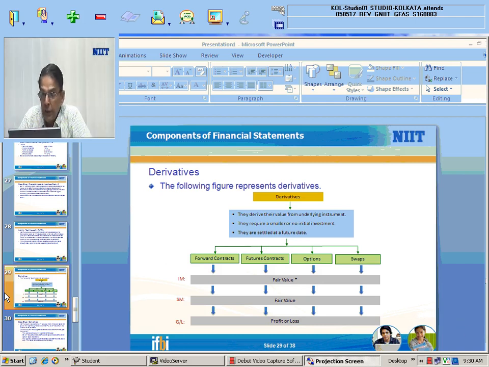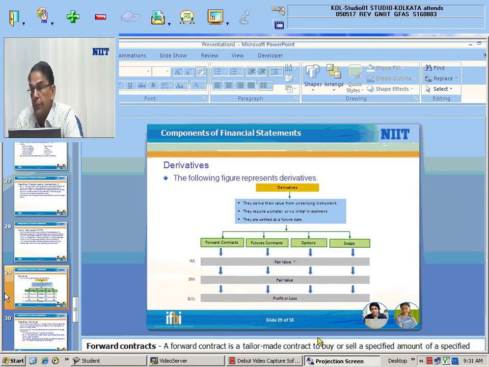So these are typical four kinds of derivatives which are available in the market: forward contracts, future contracts, options and swaps. All these are basically contracts which are to be settled in future.